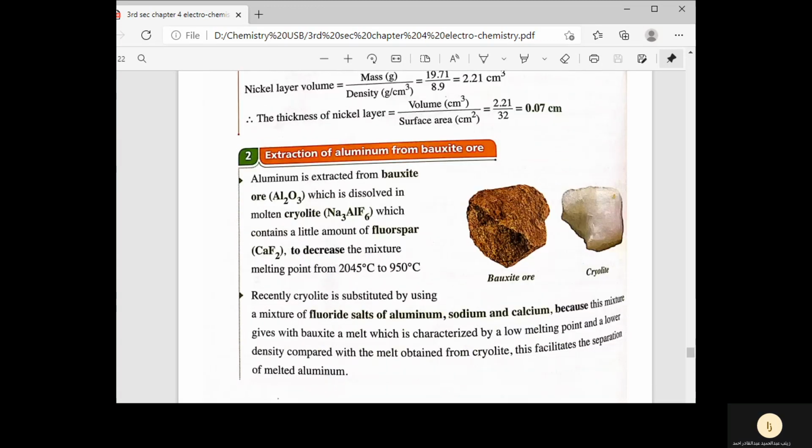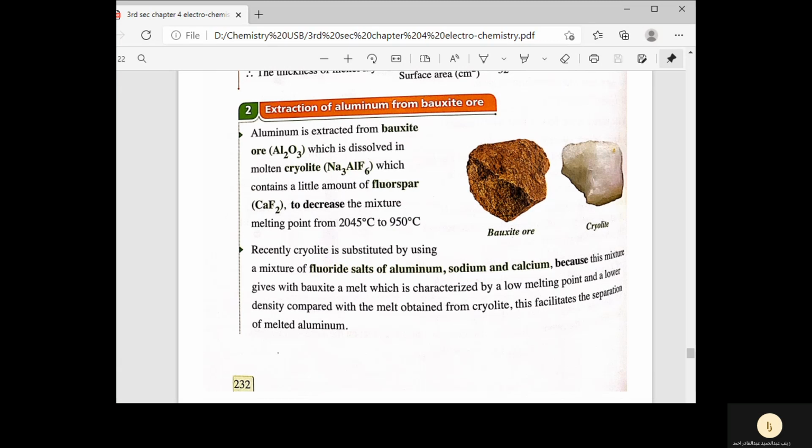First, aluminium is extracted in the electrolytic cell, and cryolite is used, which contains a little amount of fluorspar, and the formula of fluorspar is CaF2.